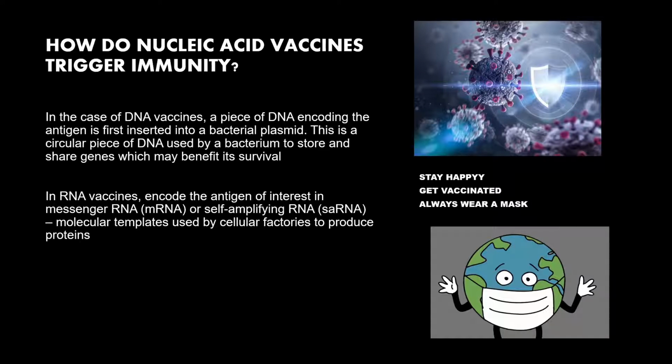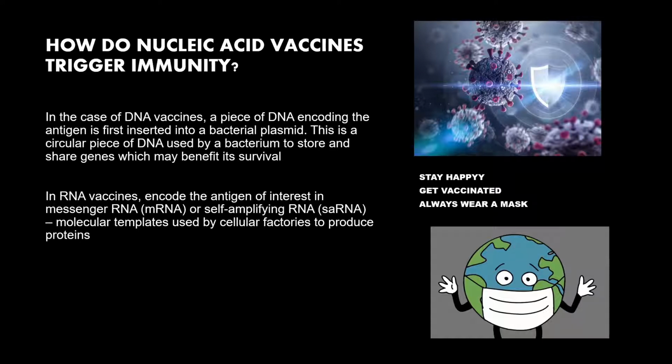RNA vaccines encode the antigen of interest in messenger RNA, mRNA, or self-replicating RNA, molecular templates used by cellular factories to produce proteins. Because of this transient nature, there is zero risk of integrating with our own genetic material. The RNA can be injected by itself, encapsulated within nanoparticles, as in the Pfizer mRNA-based COVID vaccine, or driven into cells using some of the same techniques being developed for DNA vaccines.